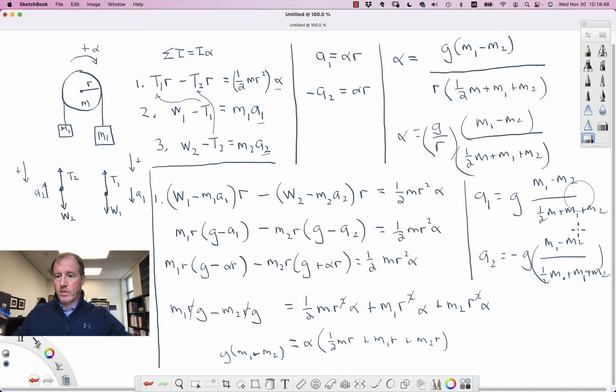I'll erase that just so it's not confusing. M plus m1 plus m2. So notice that when you plug in these masses, a1 is going to be a positive value and a2 is going to be a negative value. As I said before, this one's going to be accelerating down, this one's going to be accelerating up.